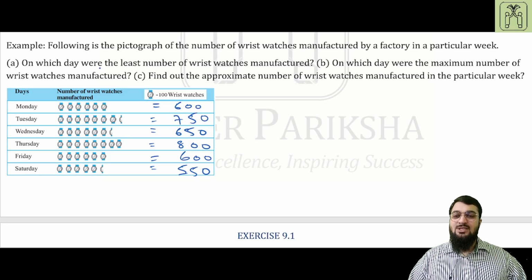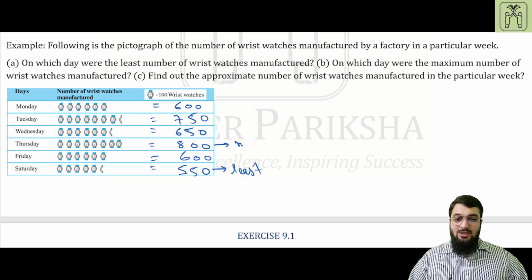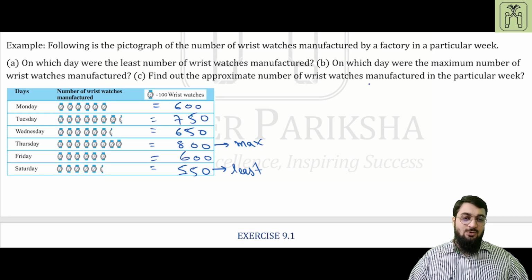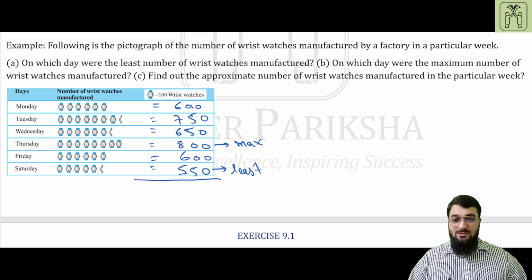Part A, on which day were the least number of wristwatches manufactured? So this will be Saturday, that is the least one. On which day were the maximum number of wristwatches manufactured? And that will be Thursday. Find out the approximate number of wristwatches manufactured in a particular week. Rather than approximate, we can just have the answer by adding them up. That is, we will add 600, 750, 650, and so on.